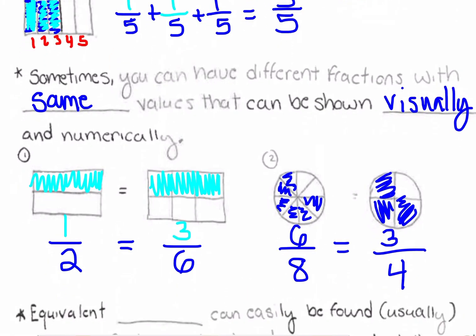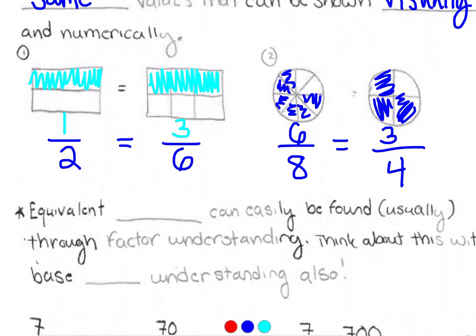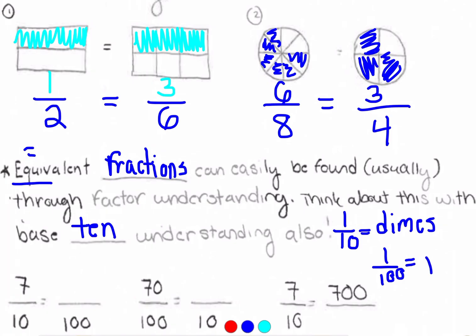So sometimes you can have fractions with different numbers, but it's still going to equal the same amount. And these are called equivalent fractions, meaning they're going to look different, they're going to have different numbers, but they are actually equivalent, EQUI, equal. They are equal fractions. And you can find them kind of easily through factor understanding. Sometimes they can be easy, sometimes they can be harder, but we're just going to show this with base 10 understanding. Now, what you need to remember is when we're talking about tenths, that's kind of like your dimes. And if you're talking about hundredths, well, that's kind of like your pennies.